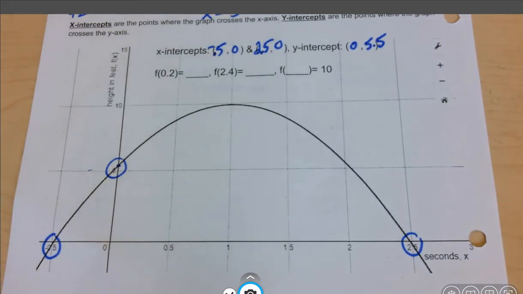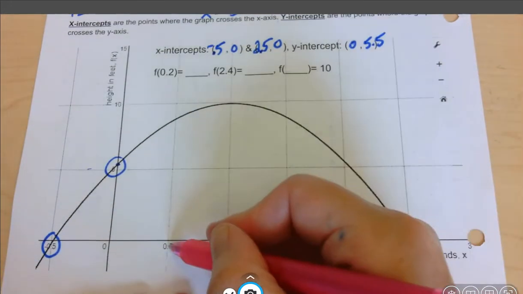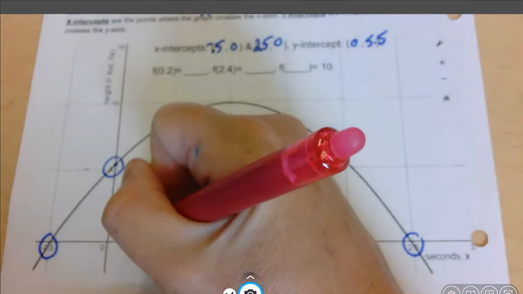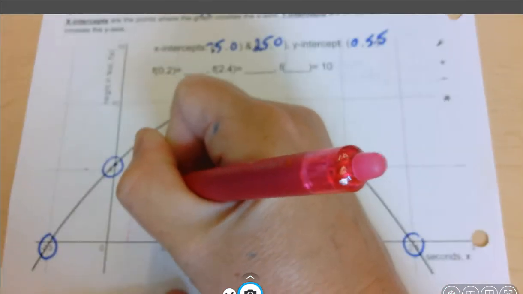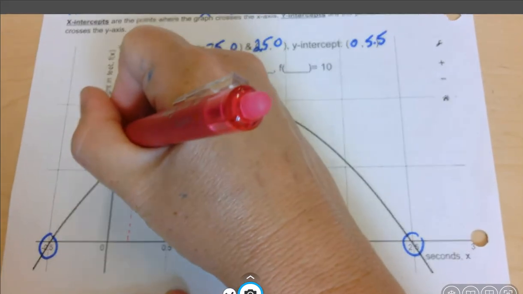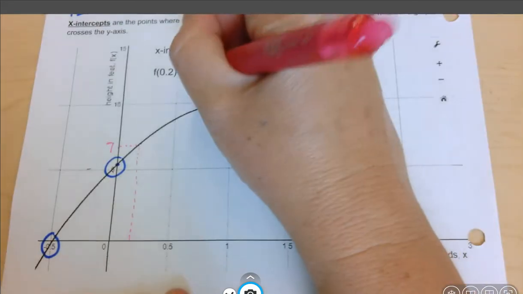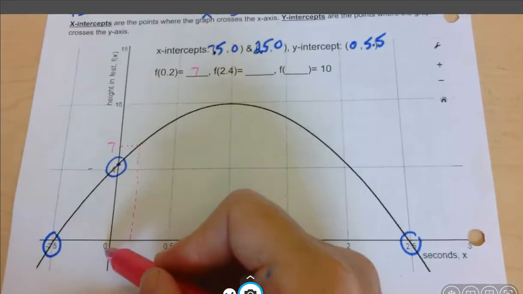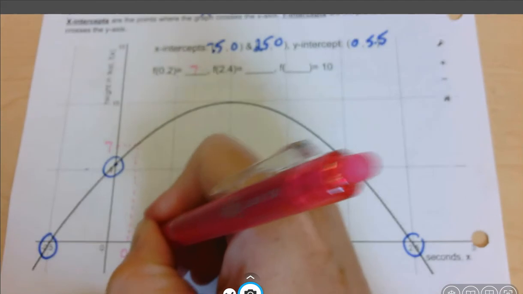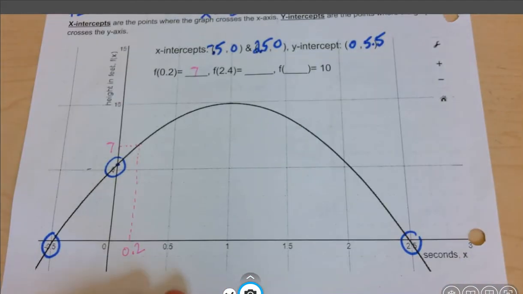All right, looking at f of 0.2. Well, this is 0.5 here, so 0.2 should be about here. And when you go up, you land around here. Now this is 5, this is 10, so we are estimating that this here is 7. So f of 0.2, when 0.2 is the x, 7 is the y.